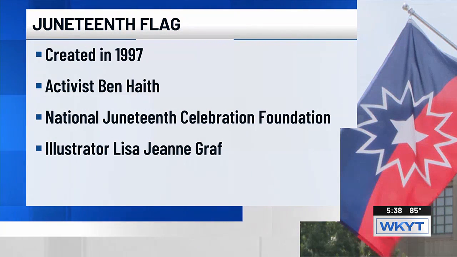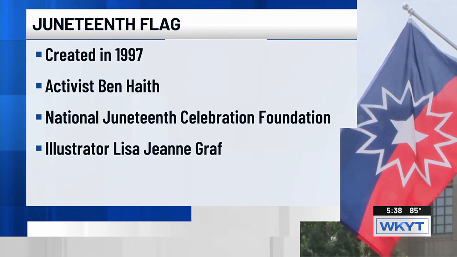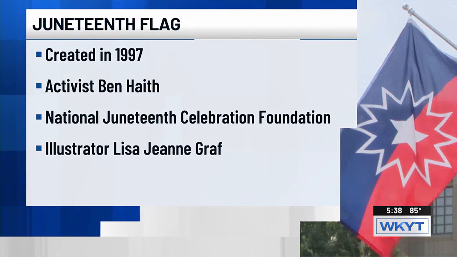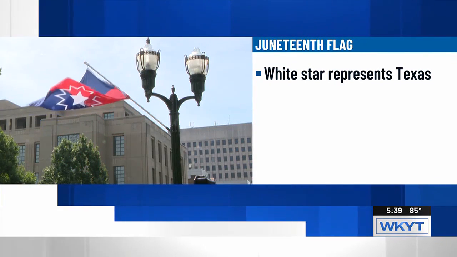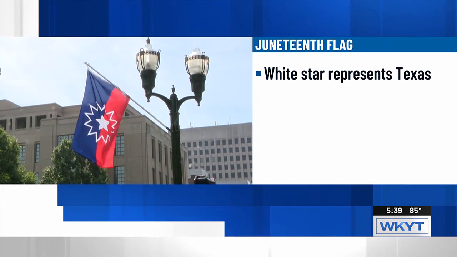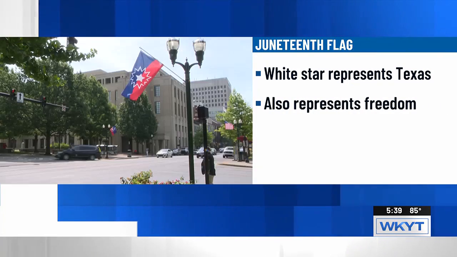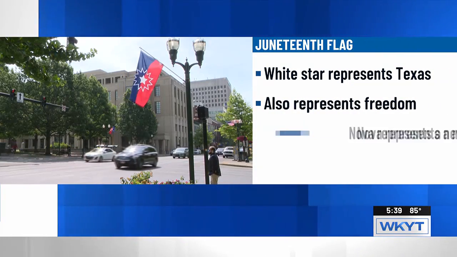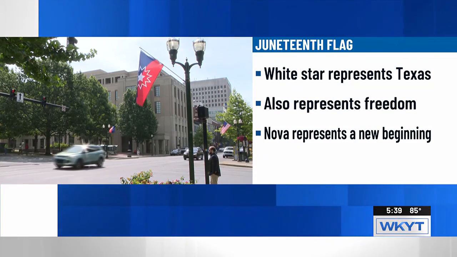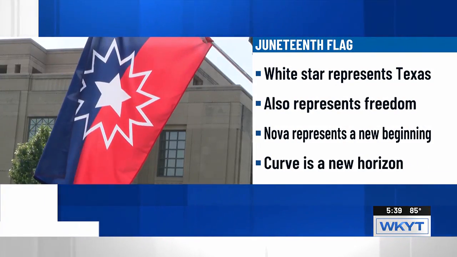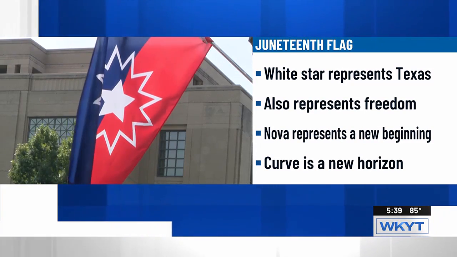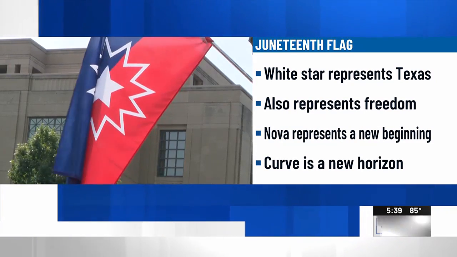That white star has two meanings. It represents Texas. It was in Galveston in 1865, where Union soldiers informed the country's last remaining enslaved people that they were free. It also represents the freedom of African Americans in all 50 states. The bursting nova around that star represents a new beginning. And the curve that extends across the flag is meant to look like a new horizon that represents the opportunities and promise that lay ahead for Black Americans.